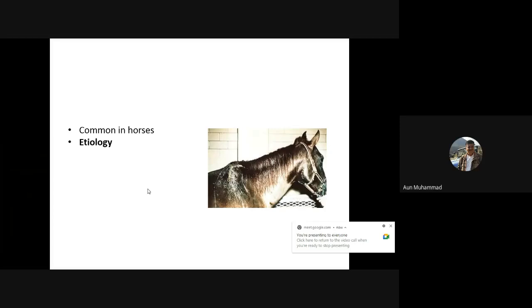So our today's topic of discussion is another condition which is involving the bursae. This time, the bursa involved is called the supraspinous bursa, meaning the bursa which is present above the level of the spines of the second to fifth thoracic vertebrae. Here you can see in this picture.